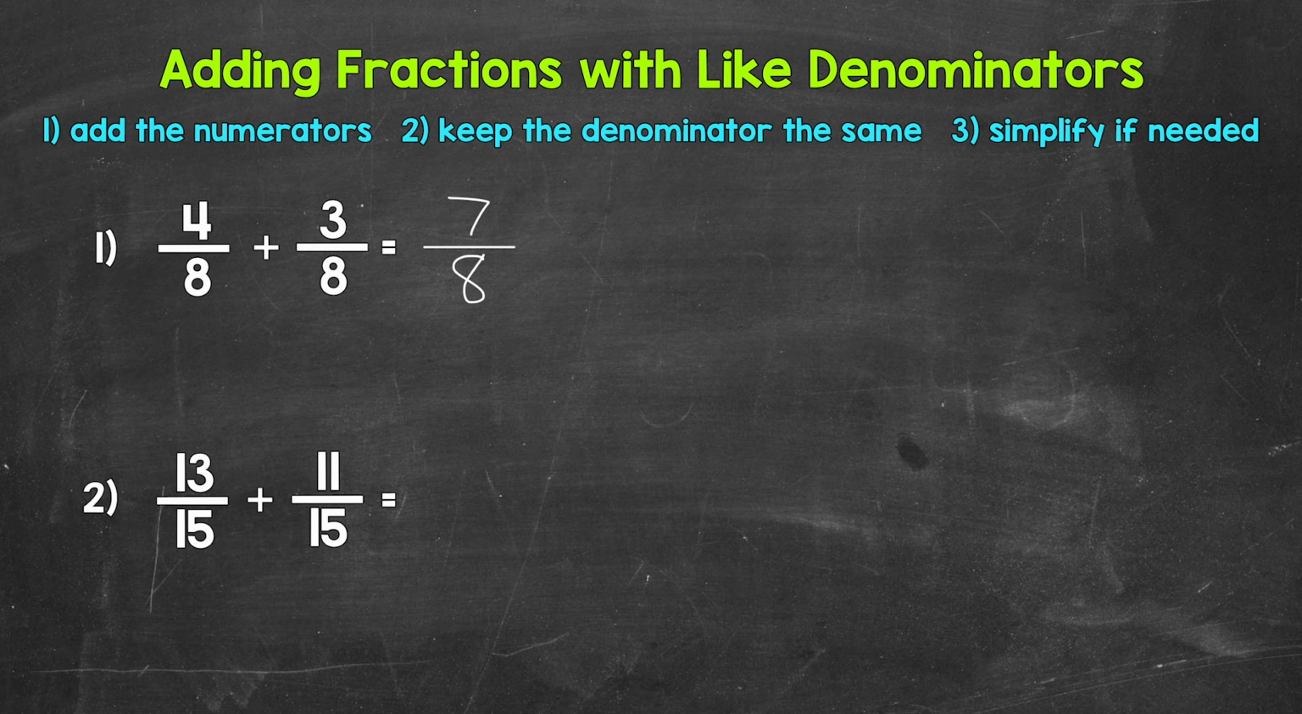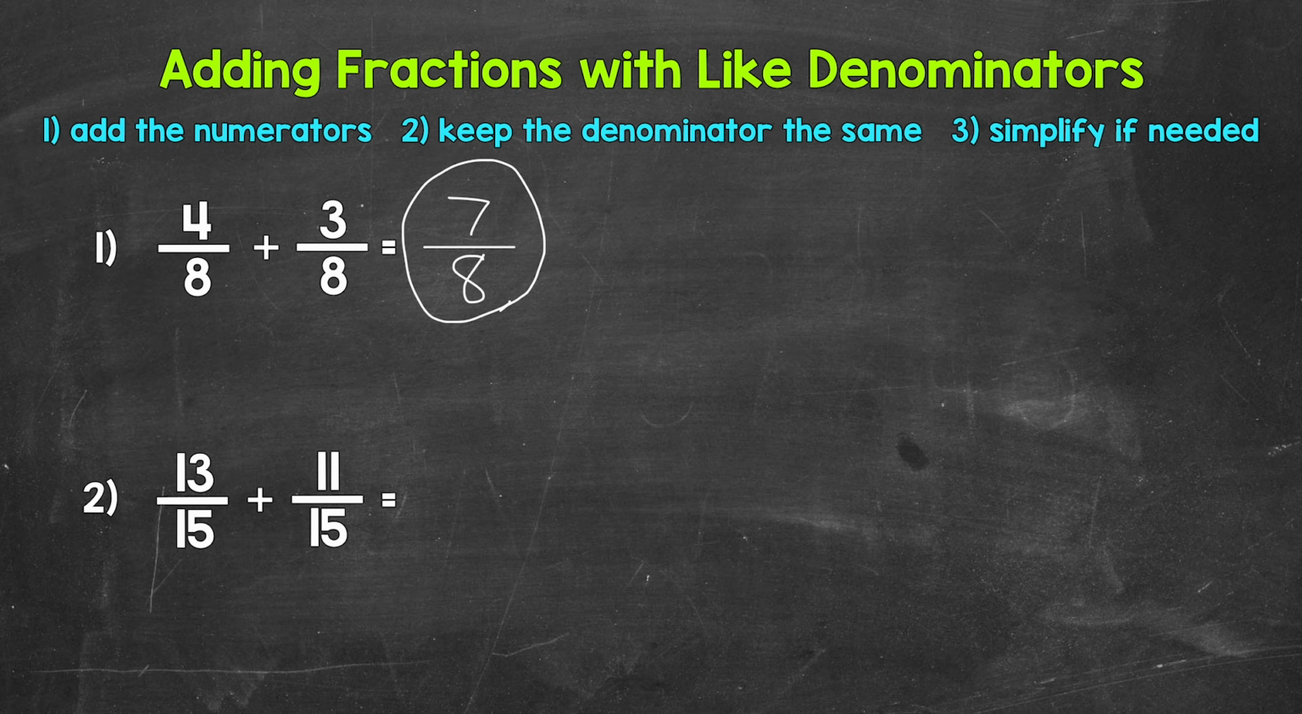Now let's look to see if we can simplify 7/8. The only common factor between 7 and 8 is 1. So the only number that we can divide both 7 and 8 by is 1. That means we are in simplest form here, and we are done. So 4/8 plus 3/8 equals 7/8.